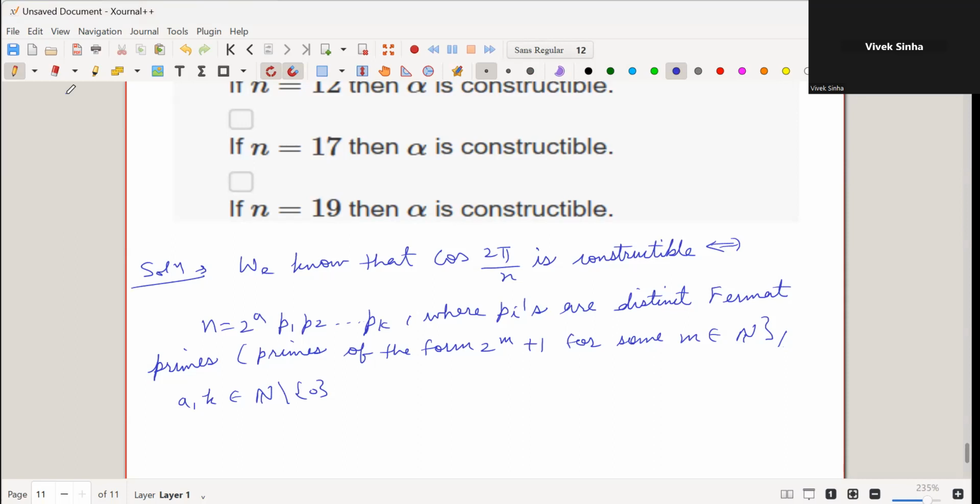Okay. So now can you quickly say what are the numbers for which this condition is satisfied? It's an if and only if condition.